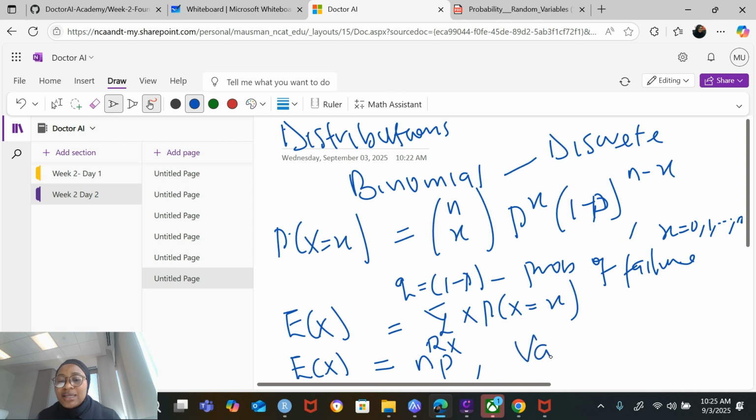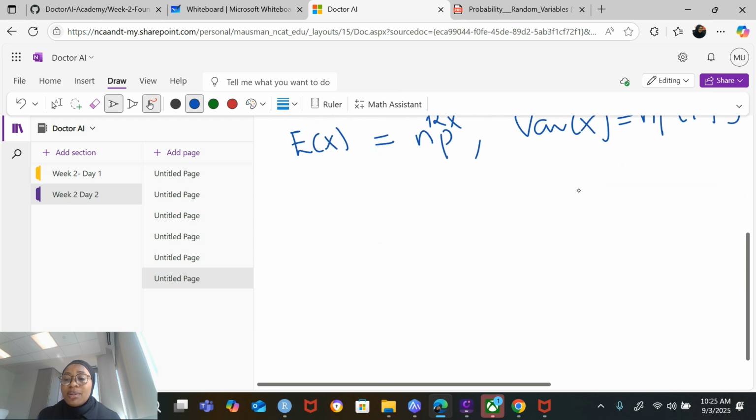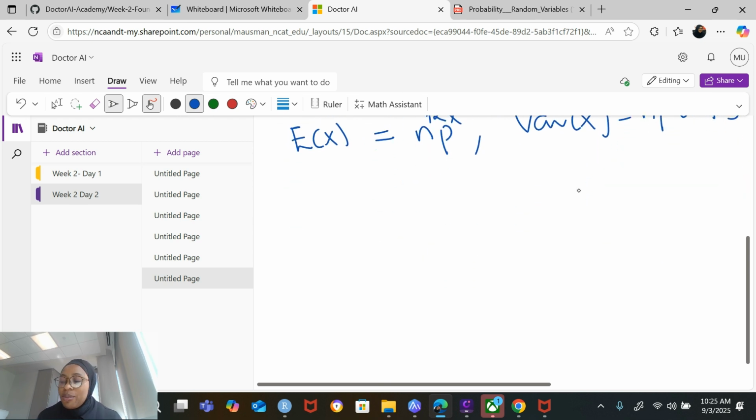And we said the variance of X is going to be what? np times (1 minus p). Okay. So if we do that for binomial, we can get the mean and we can get the variance. Okay. So we also have some other distributions like the one we talked about, the uniform. Uniform is another special distribution.